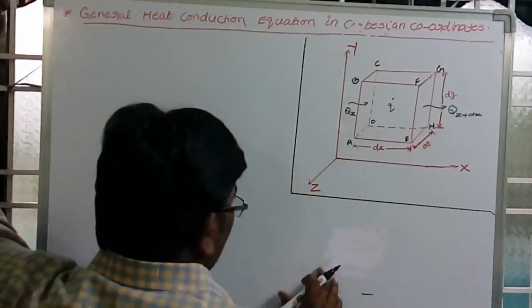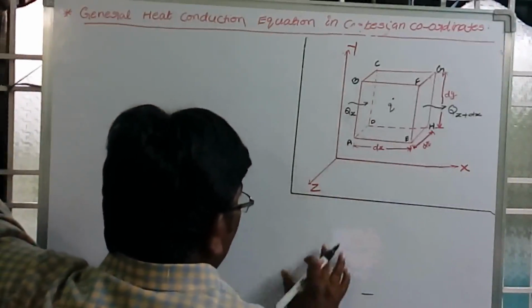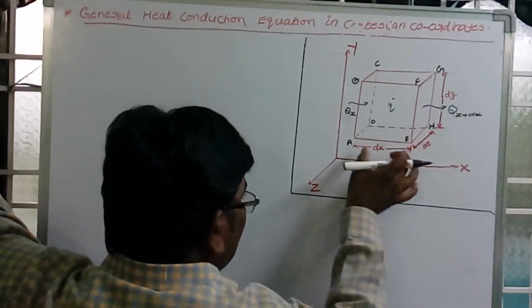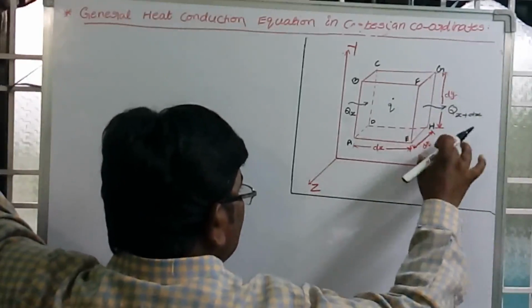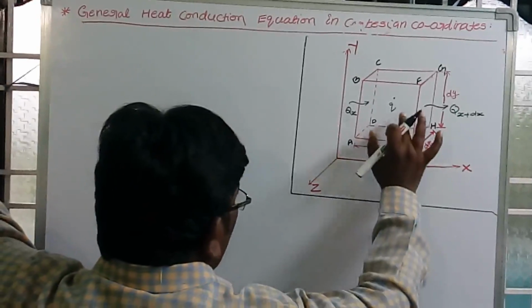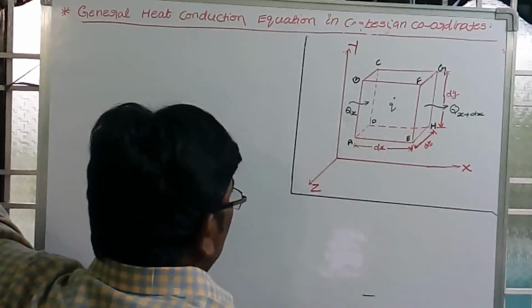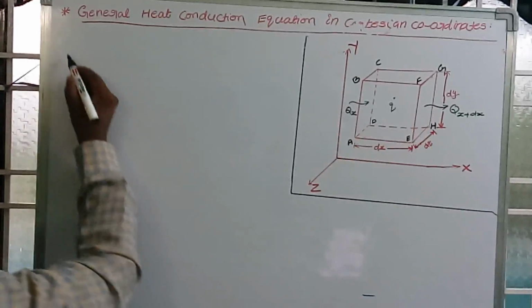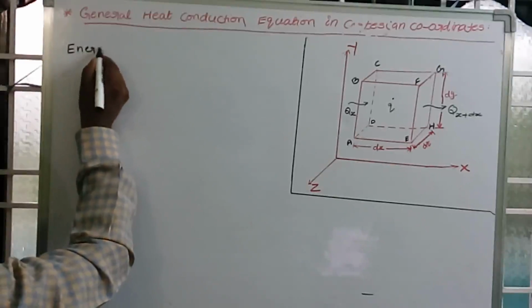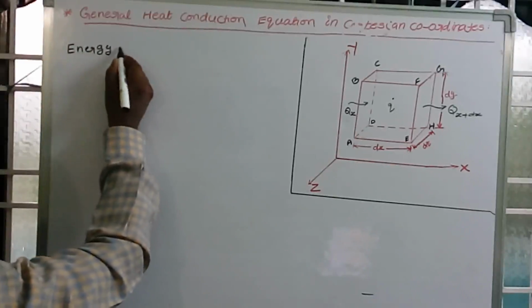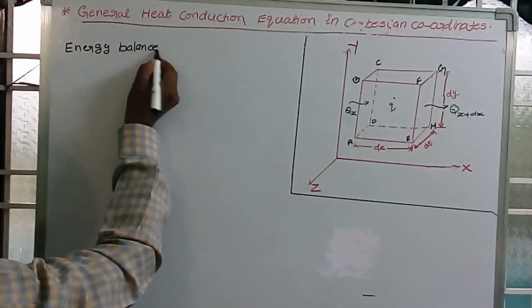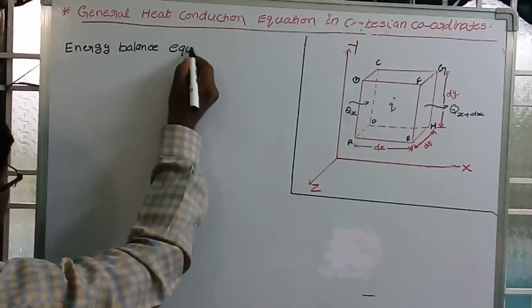This is our cubical element. The cubical element has sides dx, dy, dz. dx is the length, dy is the height, dz is the thickness. So this derivation is solved by using the energy balance equation.